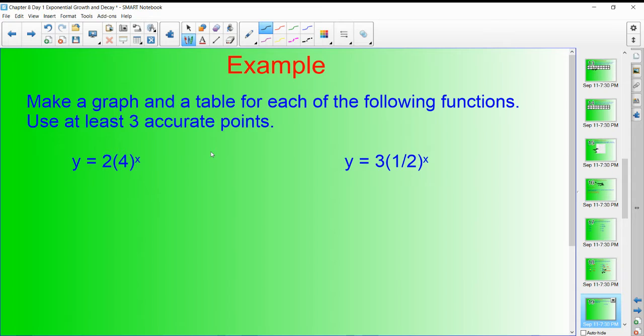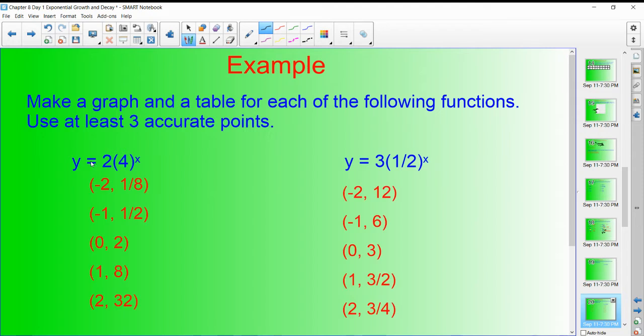Okay, so let's take a look at some of the points. I picked 5 points. Don't know which ones you picked. I put in a 0 here. My starting value is 2. My multiplier is 4. So 0, 2, 1, 8, 2, 32. If I want to go backwards, I divide by 4. Divide by 4, so I get 2/4, which is 1/2. Divide by 4 again, get 1/8.